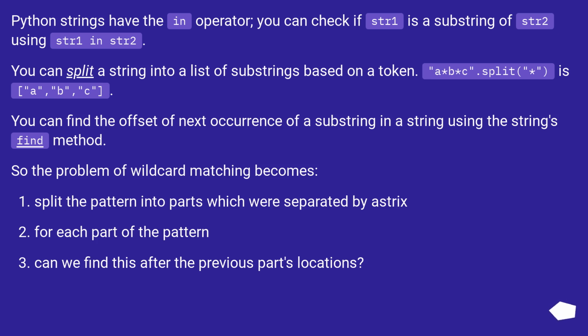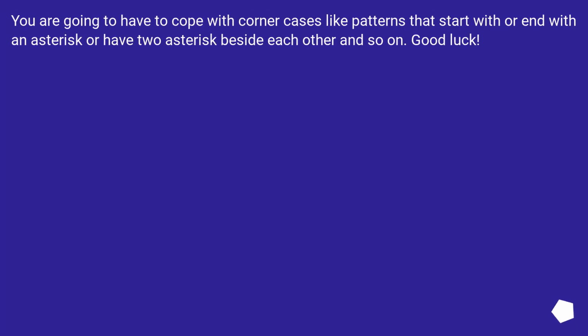So the problem of wildcard matching becomes: split the pattern into parts which were separated by asterisks. For each part of the pattern, can we find this after the previous part's location? You are going to have to cope with corner cases like patterns that start with or end with an asterisk, or have two asterisks beside each other, and so on. Good luck!